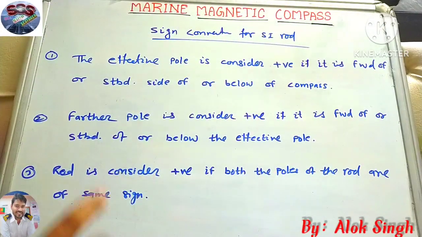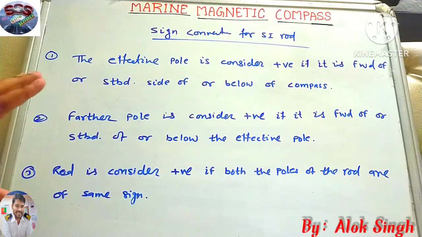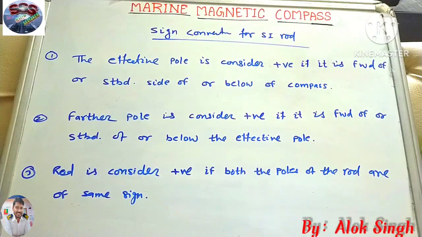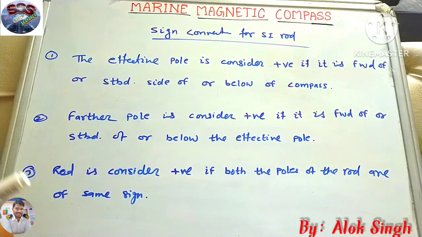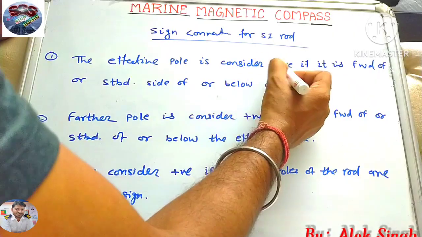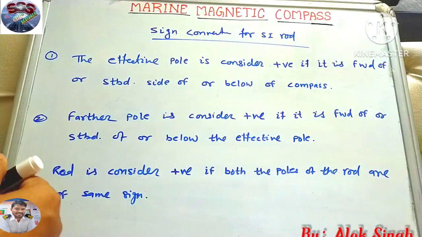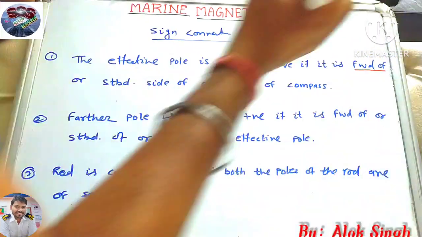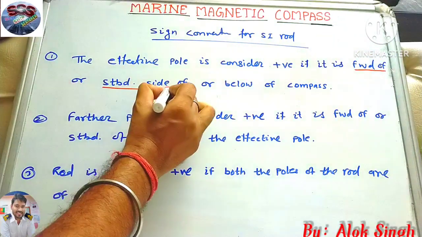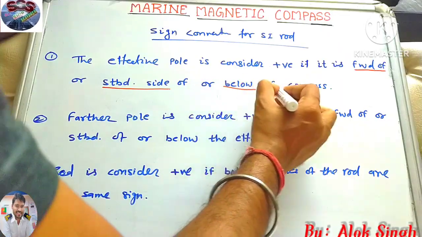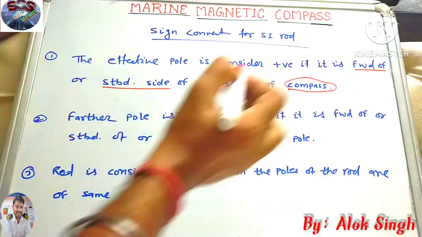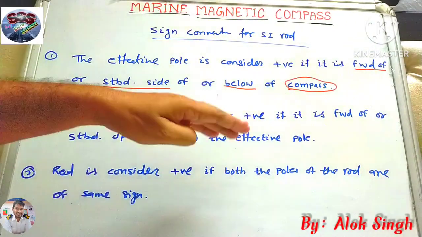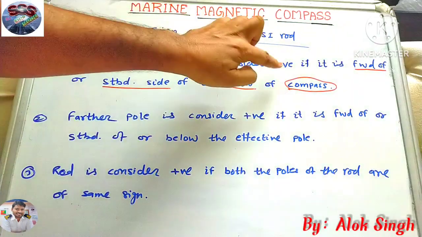Yeah, so before we draw those 9 rods, we see the sign convention for the rods, how the sign needs to be shown for each rod. So I have written here, the effective pole is considered positive. Effective pole means the nearest one is considered positive if it is forward of, or starboard side of, or below the compass. The reference point here is the compass. So if it is forward of the compass, or starboard side of the compass, or below the compass, at that time we'll consider the effective pole positive.